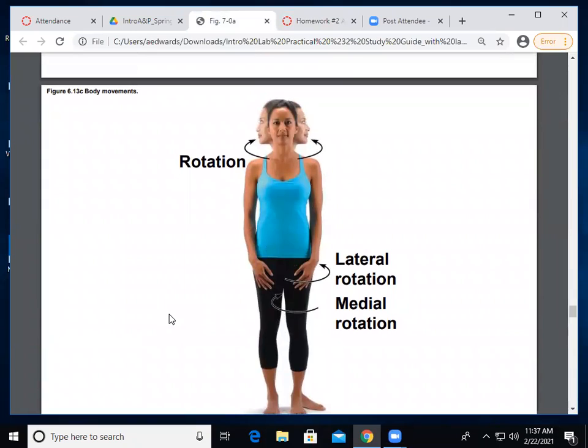Some joints allow for rotation. Like turn your head, no, right? You can turn your head to the left or right, you're rotating. All right, so your arms, if you move your thumbs toward the middle of your body, it's medial rotation. Move them out. And again, we're not just talking about your hands, we're talking about your whole arm. If you turn your arm in, it's medial rotation. Turn your arm out, lateral rotation.